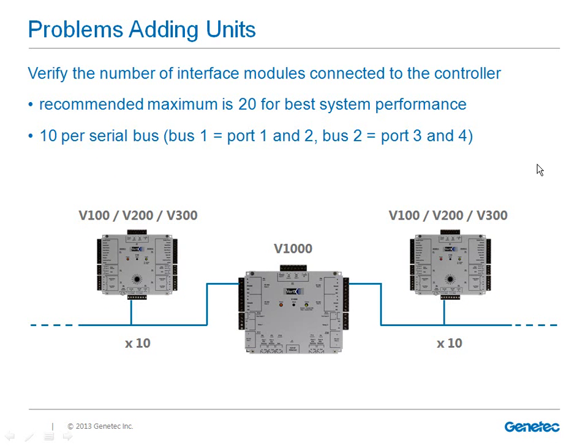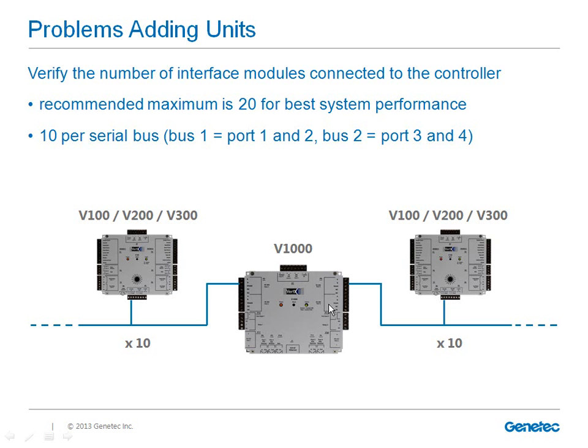Now there may be a performance problem that's restricting us from adding a V1000 controller or new interface boards, so we need to make sure we're not overloading the controller. Take a look at the number of expansion boards that you have connected to each bus on the V1000 controller. We shouldn't be exceeding 10 per bus on each side. Note that as well we need to count the RS485 port 1 and 2 together as bus 1, and RS485 port 3 and 4 together as bus 2. Here's bus 1 on this side here, and these two are bus 2 taken together.